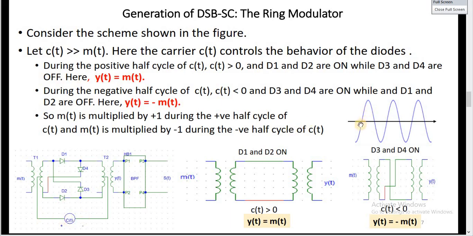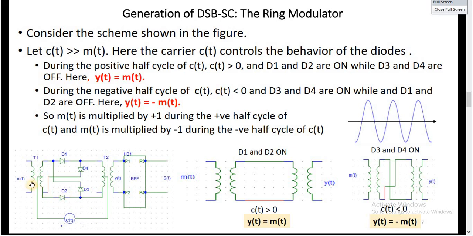This is the carrier. During the positive half cycle, the potential at this point is higher than the potential at this point, which means that this diode will be on, because the potential here is larger than the potential here. So D1 will be on, D2 is also on, while D3 and D4 are reverse biased. These two diodes are reverse biased because the potential at this point is smaller than the potential at this point. So this diode is off, this diode is off, this diode is on, this diode is on.